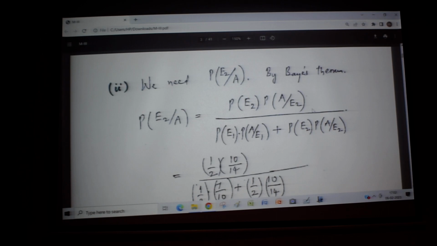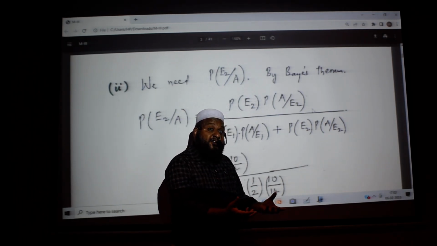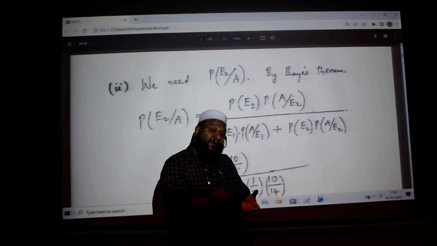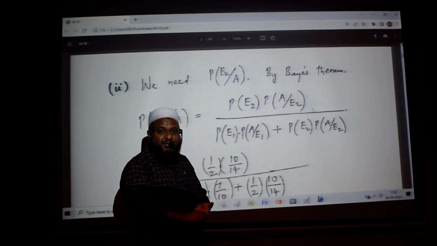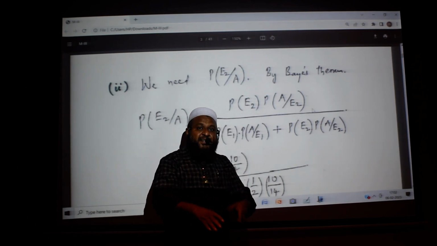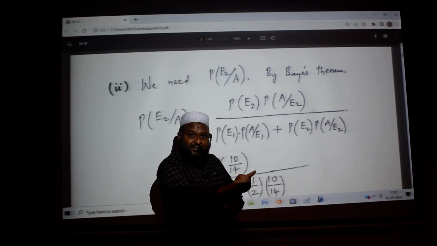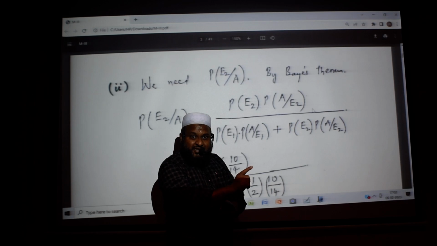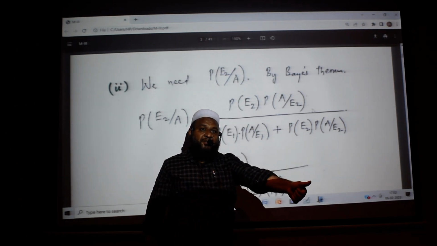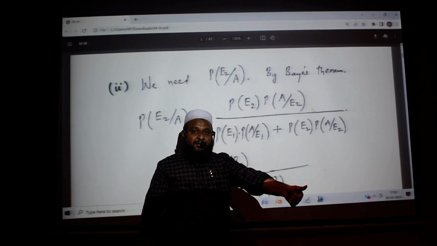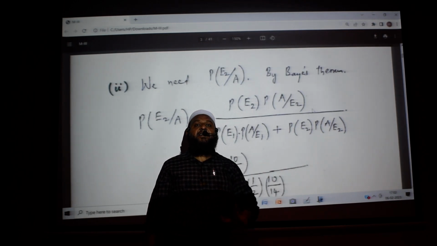Now this is a very interesting question. First we were interested in calculating the probability that the ball is black. But in the second part of the problem, the ball is found to be black. What is the chance that it came from box A or box B? There are different chances. So we are calculating the chance that it came from box B. Box B means event E2 has taken place at the first level, then A has taken place.